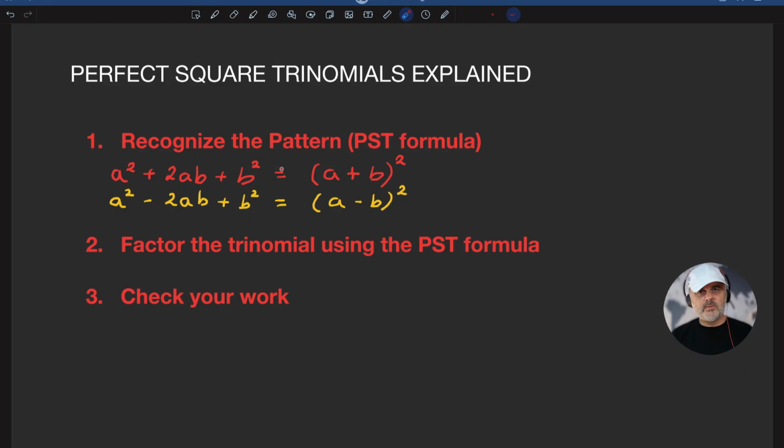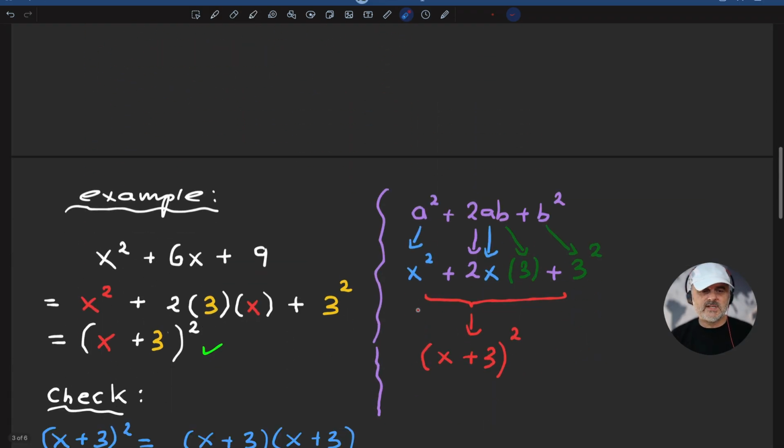So it works both ways, right? From expanded, you can get the factored form. From the factored form, you can have it expanded. So we always factor when we recognize the pattern using the PST, perfect square trinomial formula. And then, you already know that, check your work. So let's dive into a specific example.